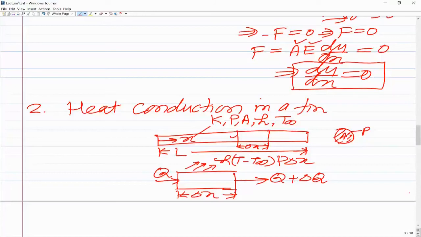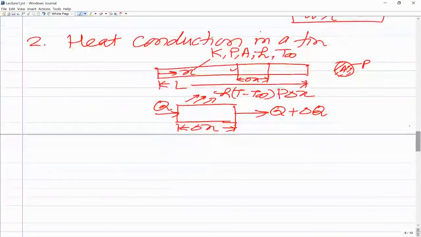I'm assuming that there is no heat generation inside this, and it is under steady state. So also there is no accumulation of heat inside this. So under steady state condition, this is the input heat flux, this is the outgoing heat flux, and this is the outgoing heat flux due to convection.